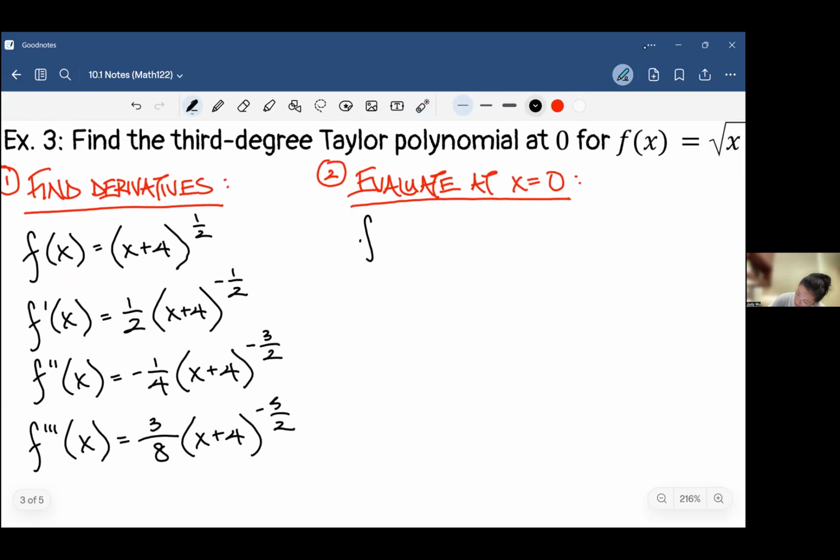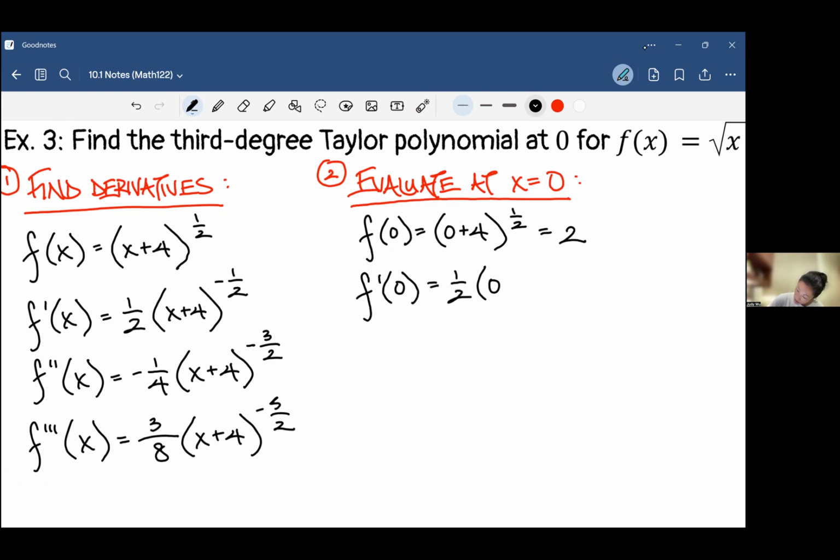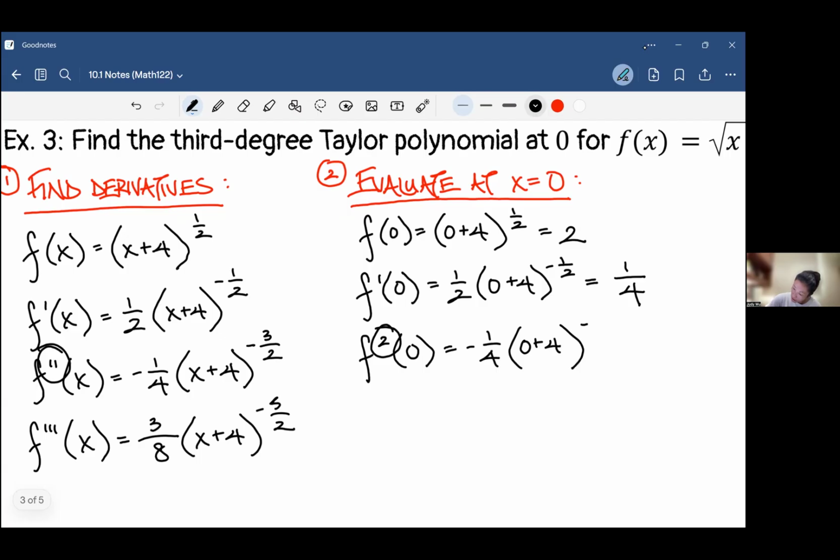All right, so f of 0 is 0 plus 4 to the 1/2, which gives us 2. F prime of 0 is 1/2 times 0 plus 4 to the negative 1/2, and that should give us 1/4. F2, or I wrote double prime over here, but this double prime is the same as the 2. Okay, so f double prime at 0 is negative 1/4 times 0 plus 4 to the negative 3/2, and that should give me negative 1/32. And last one, f3 of 0 is 3/8 times 0 plus 4 to the negative 5/2.